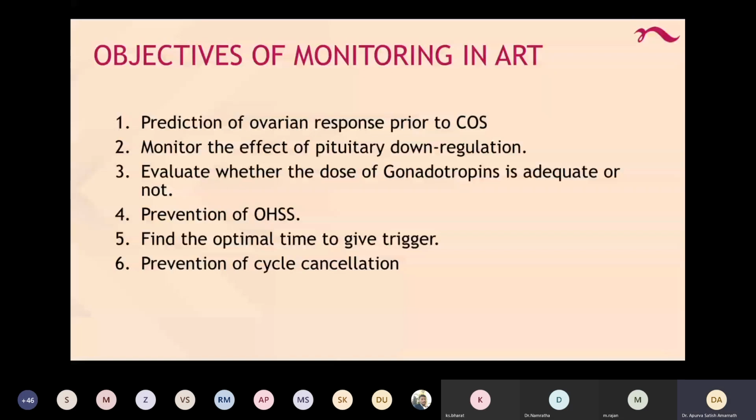Prevention of ovarian hyperstimulation syndrome, to find the optimal time to give the trigger, and prevention of cycle cancellation.